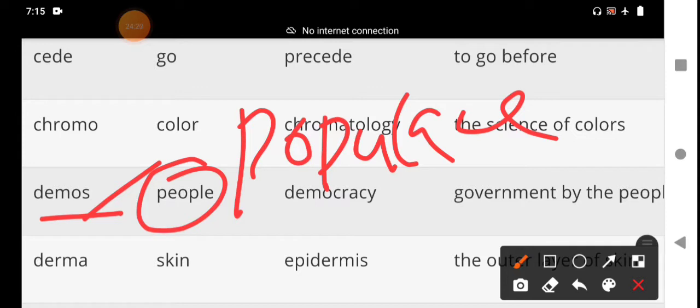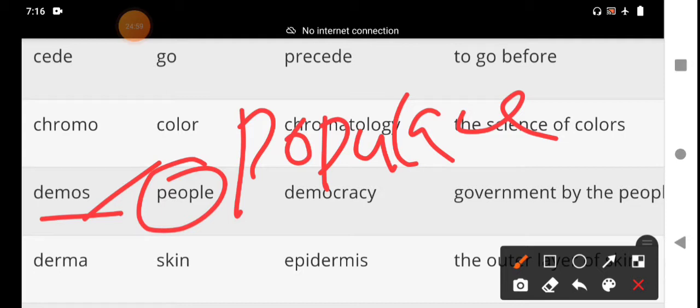Government by the people, of the people. Abraham Lincoln's definition. Democracy, the main word, is derived from demos, the root word that means people. Cracy means rule, not study. Government by the people, ruling by the people. That is the meaning of demos.